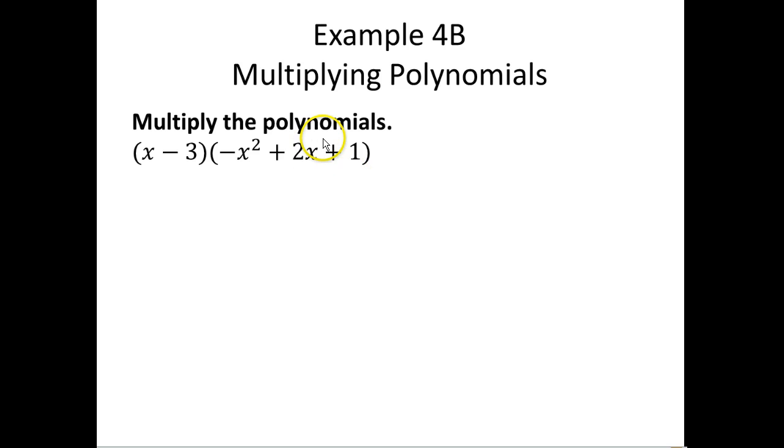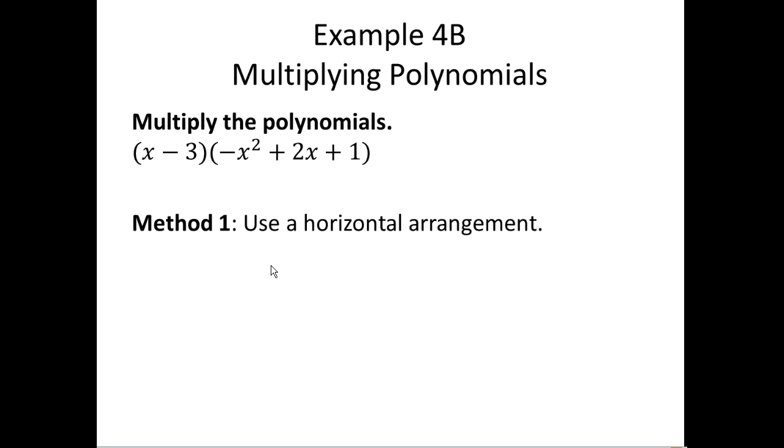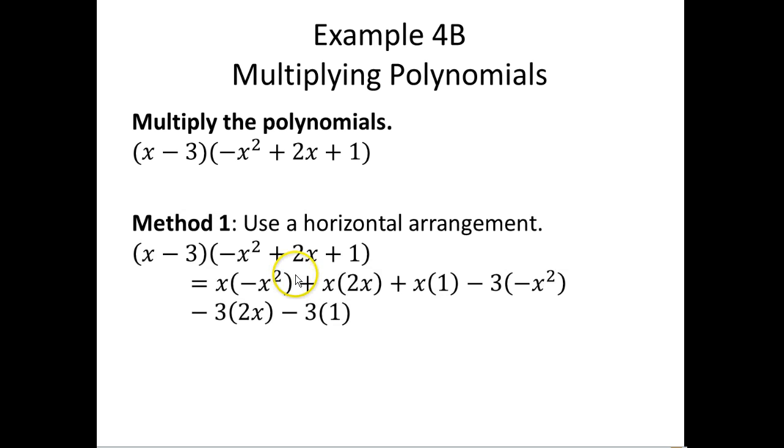Alright, if I want to multiply these polynomials, notice here I'm multiplying a binomial by a trinomial. Pretty much exactly the same thing. Okay, here I can use a horizontal arrangement to distribute the x inside to each and every term inside the trinomial here. So I'd have x times negative x squared plus x times 2x plus x times 1, which is represented here.